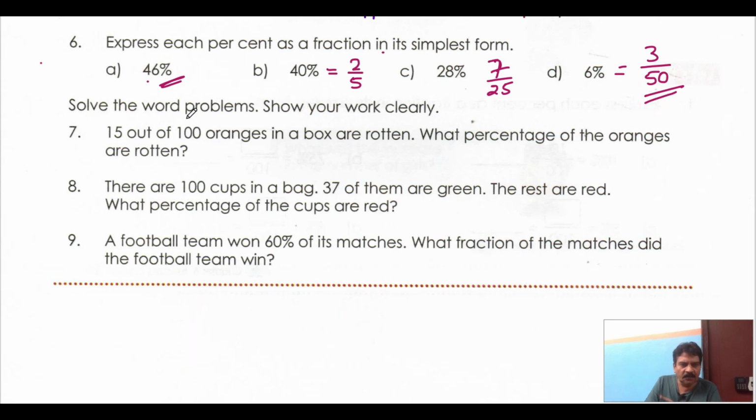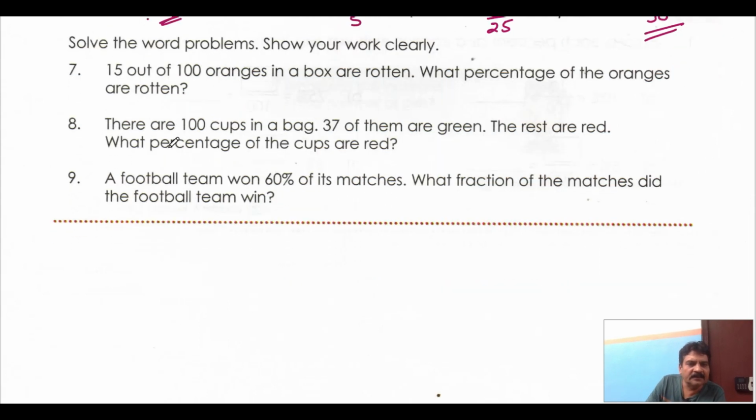Now solve the word problems. Show your work clearly. The first one is: 15 out of 100 oranges in a box are rotten. What percentage of oranges are rotten, right? Let me give a clear work, given.